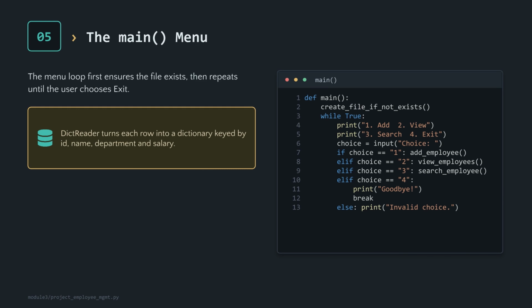The main menu is the program's heart. It runs in a while-true loop, repeatedly printing options and reading user choice. Depending on the input, it calls the appropriate function. It only stops when the user selects the exit option, which breaks the loop and displays a goodbye message.